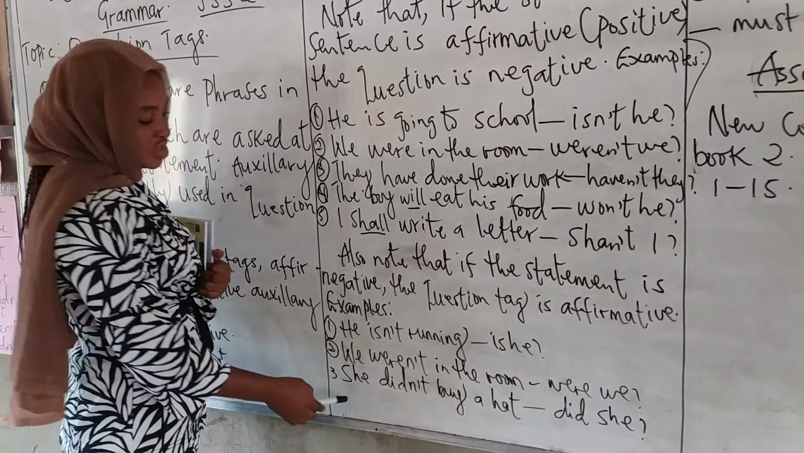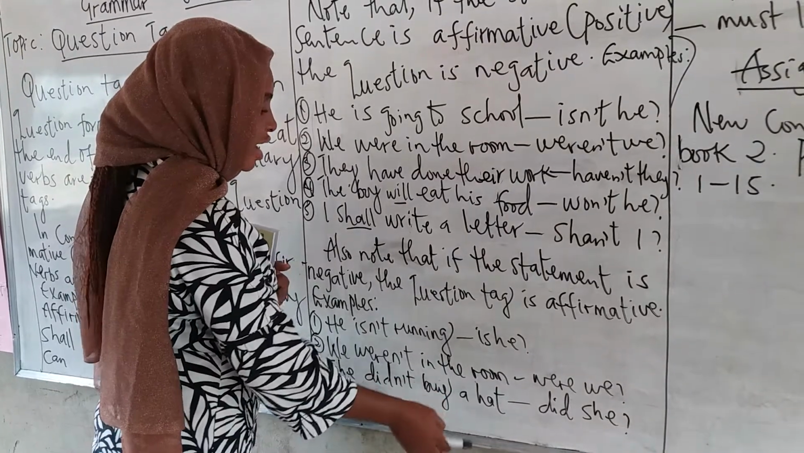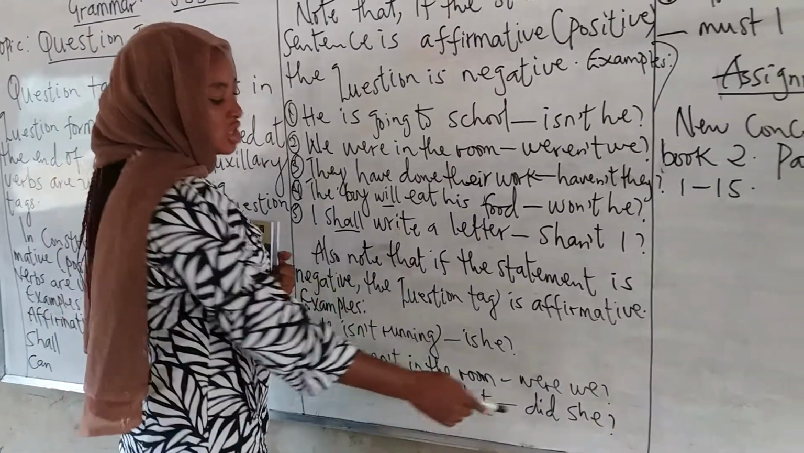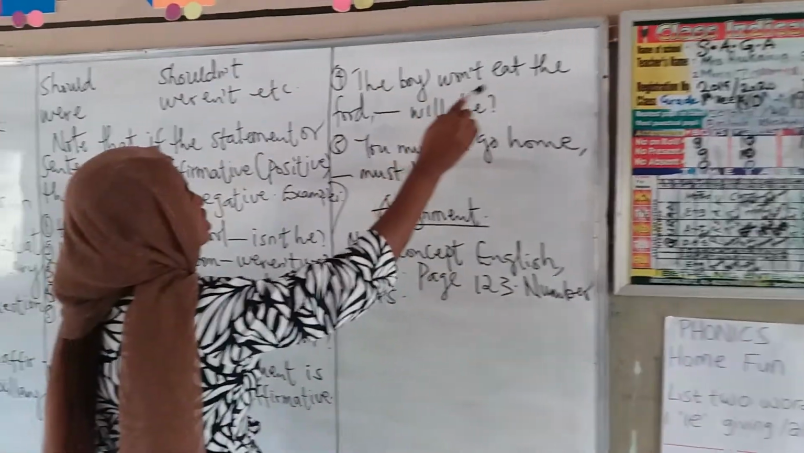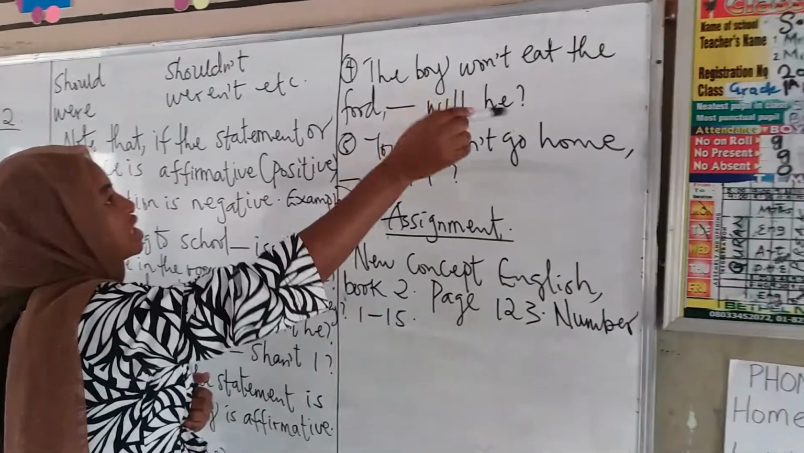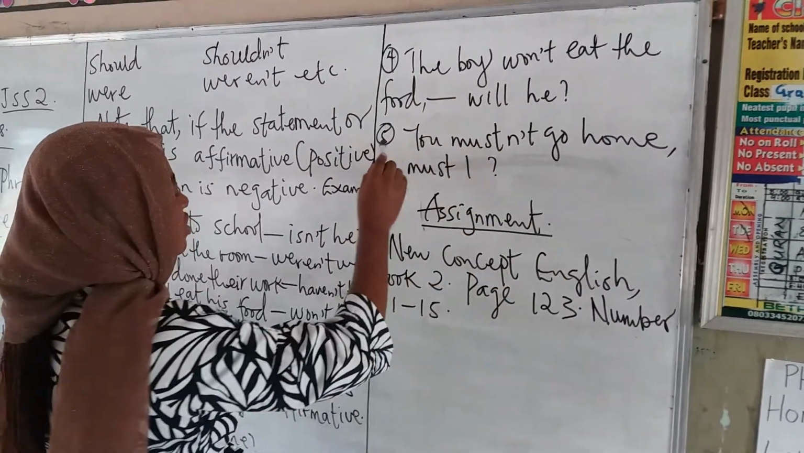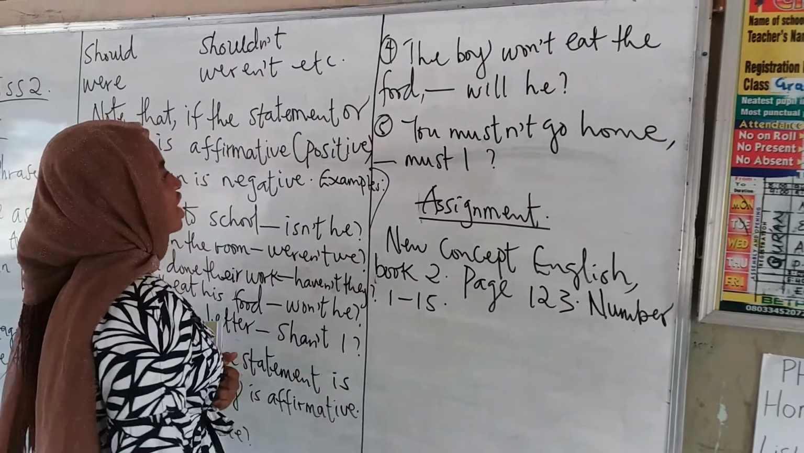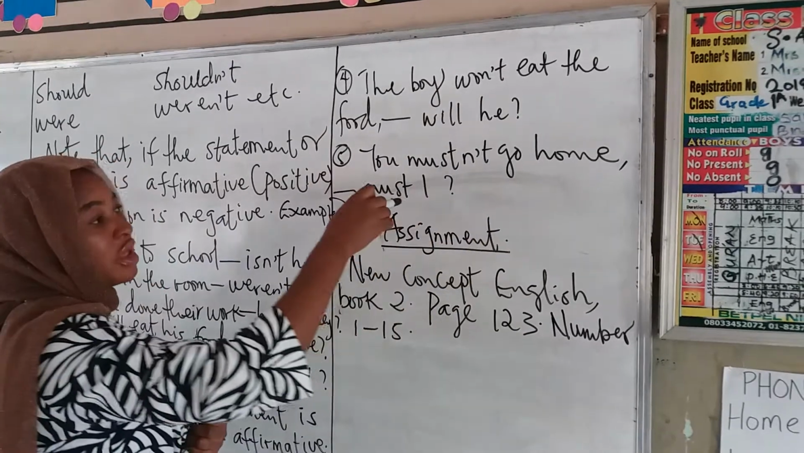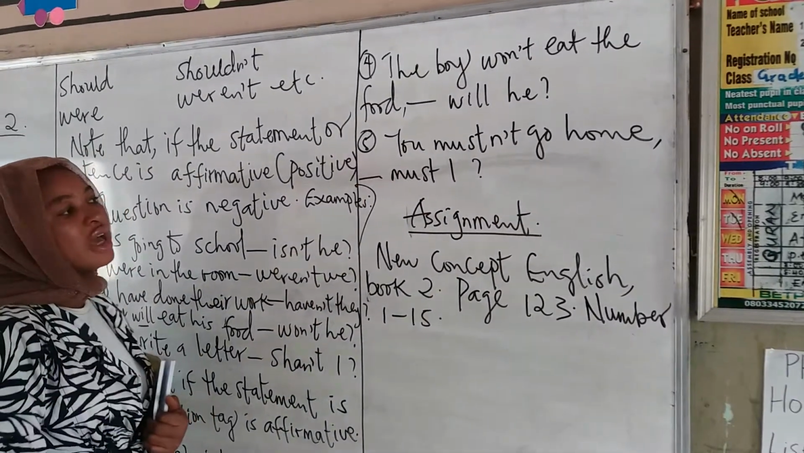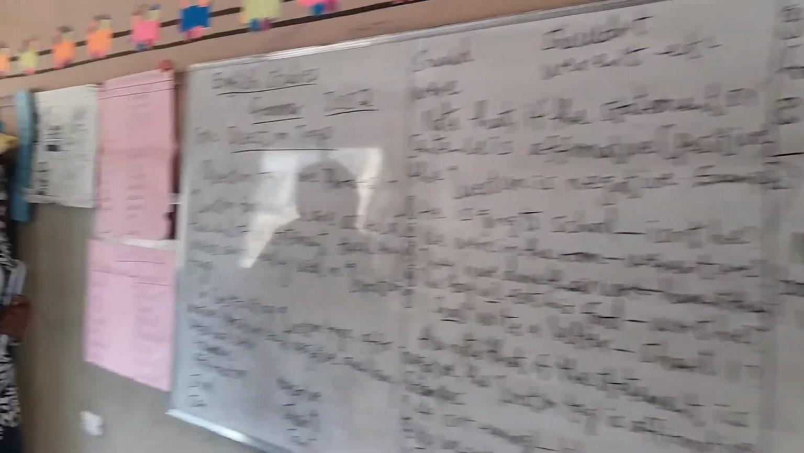Sentence 3 says, she didn't buy a hat. The question tag is did she? Sentence 4 says, the boy won't eat the food. The question tag is will he? Sentence 5 says, you mustn't go home. The question tag is must I?